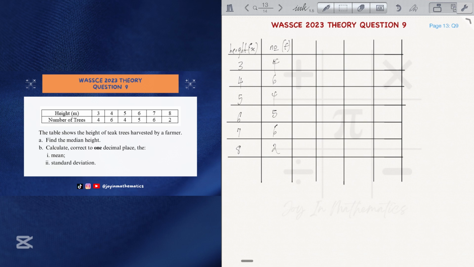Now let's solve 2023 question 9, the theory section. We have solved a similar question like this in 2022. Now let's proceed. We are given a table that shows the height of a tree and the number of trees harvested. The first question says we should find the median height. The second question says we should find the mean and the standard deviation.